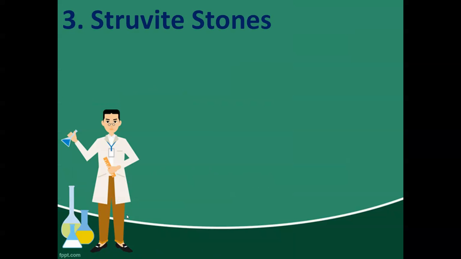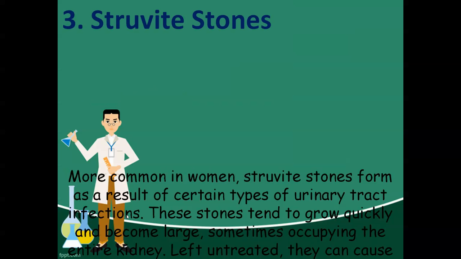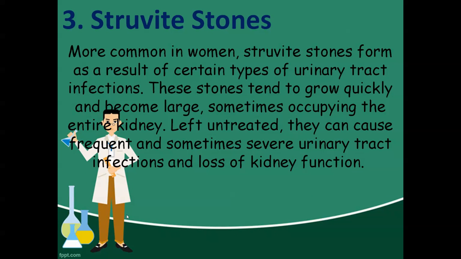Now here's the third kind of stone, that is struvite stones. Struvite stones are more common in women. Struvite stones form as a result of certain types of urinary tract infections. So these stones tend to grow quickly and become large.